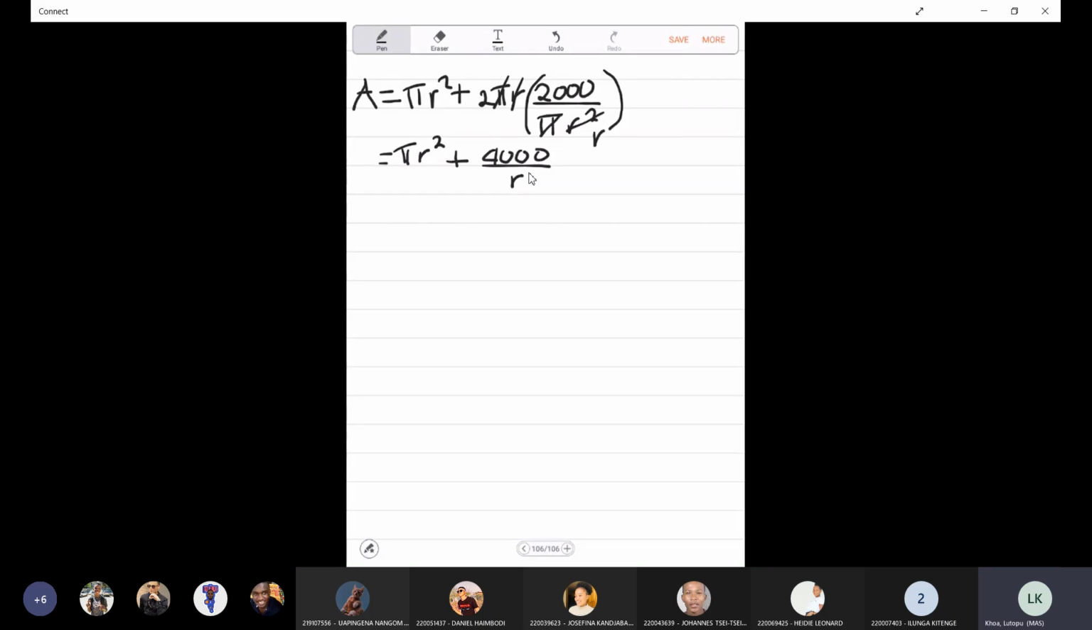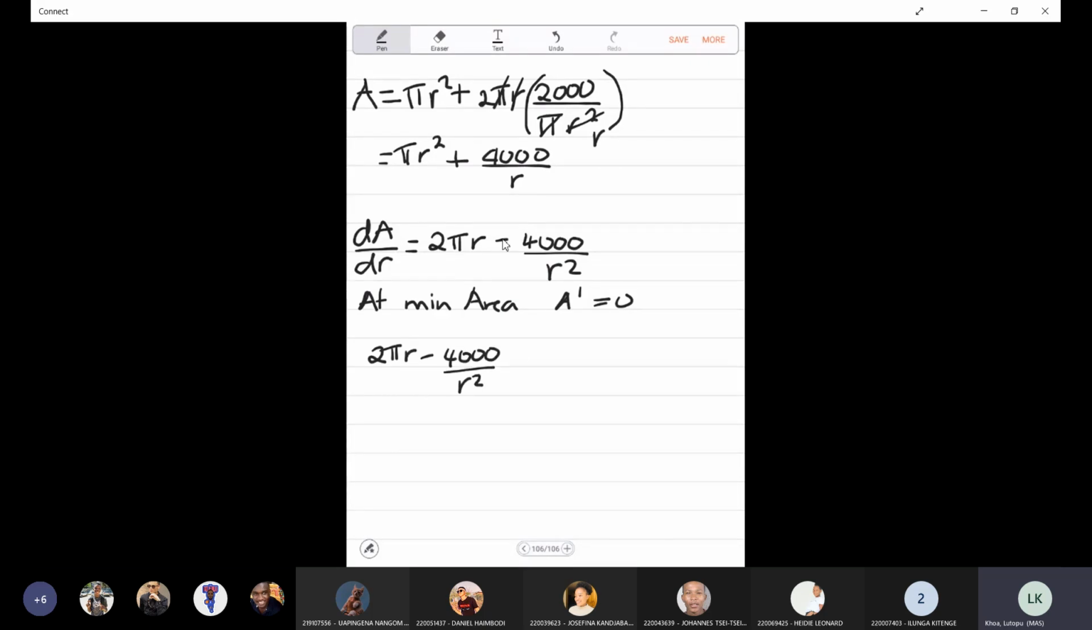So differentiating, this is 2 pi r and then minus 4000 over r squared. Okay, so we want the minimum area, so we need to equate our derivative to 0. So we say that at the minimum area, a prime is equal to 0. So we have 2 pi r minus 4000 over r squared is equal to 0. And then we just solve for r.